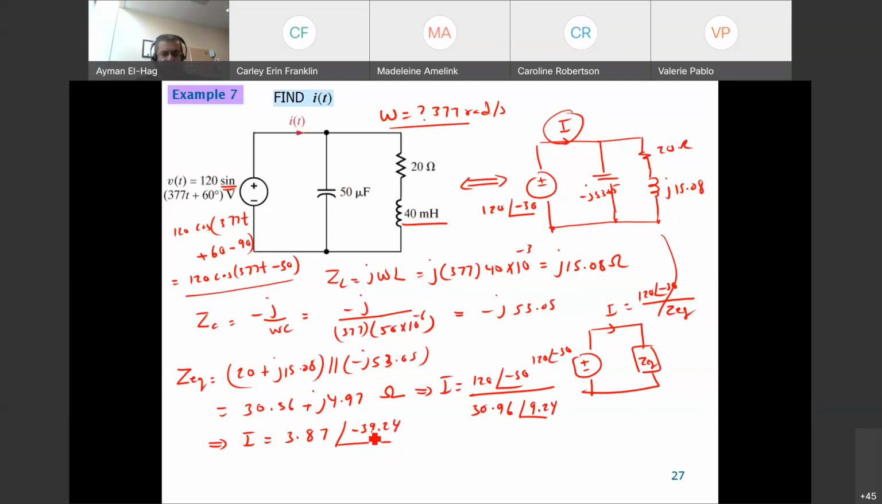Okay, then once we are done with this, your i of t is equal to magnitude 3.87 cosine omega t, which is 377t, and minus 39.24, which is your angle here. Okay, so this is as simple as that. This is the value of your i of t.